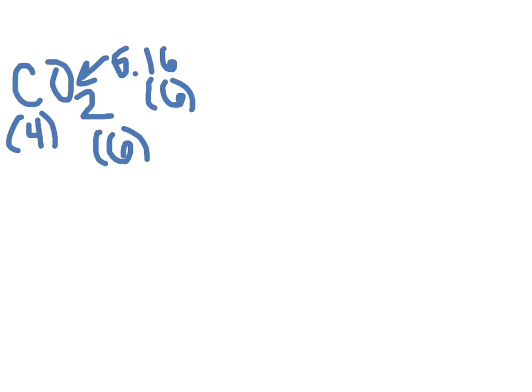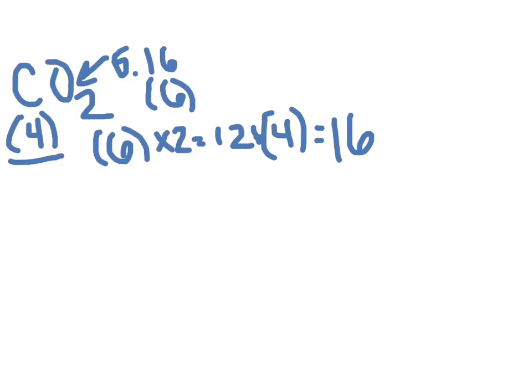Alright, so carbon, we already know that's in group 14, which has 4 electrons. Oxygen is in group 16, which has 6 electrons. So you have 6, but you have 2 of them. So that's going to be 12 plus 4, which is your other electrons over here. So 12 plus 4, 16 electrons. You're going to have 16 electrons in total, right? Alright. So we figured that out.